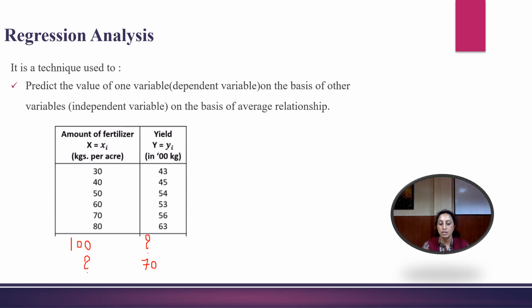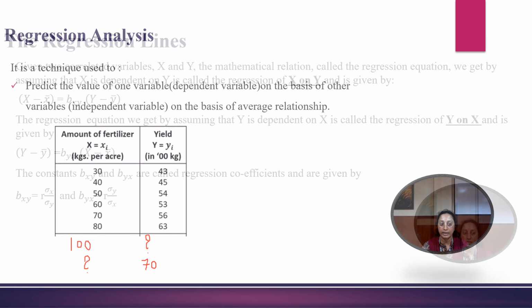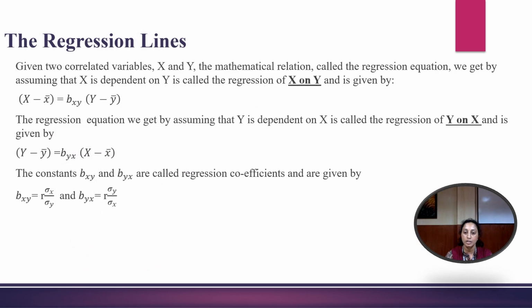To predict this unknown variable, we use the help of regression lines. There are two regression lines, called the regression line x on y and the regression line y on x. When we say regression line x on y, there are two variables x and y, and here we consider y as the independent variable and x as the dependent variable. X is dependent on y.